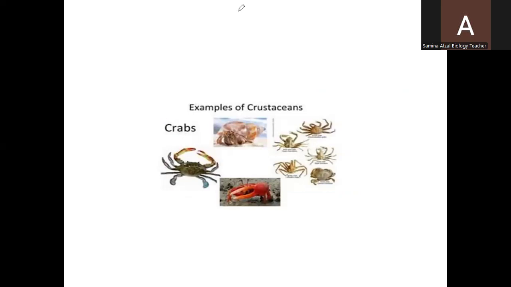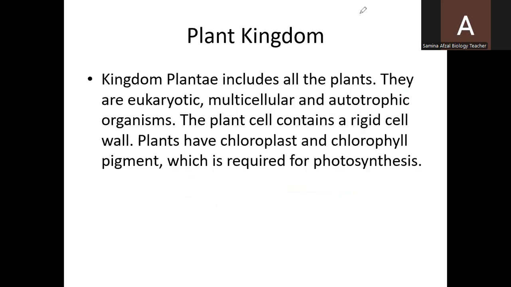So it was all about invertebrata and arthropods. We have completed our animal kingdom. Now we are going to start the plant kingdom, which contains all varieties of plants existing on the earth. Kingdom Plantae includes all the plants. They are eukaryotic, multicellular, autotrophic.